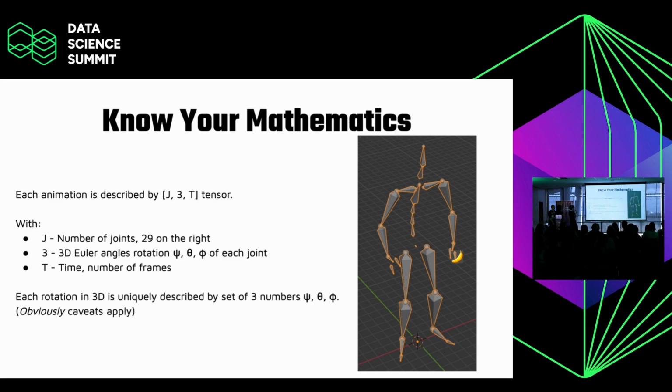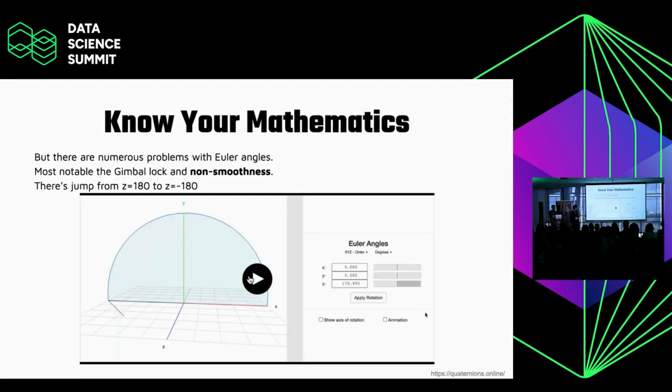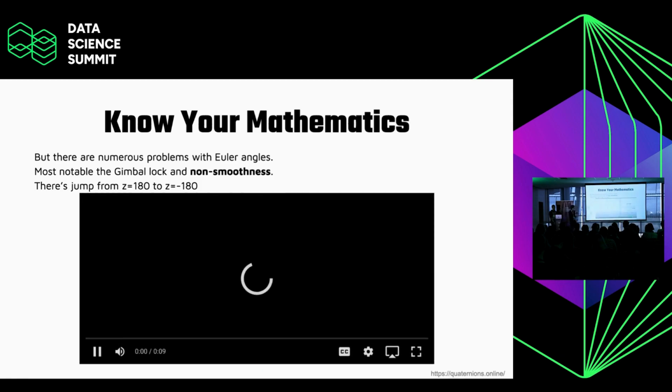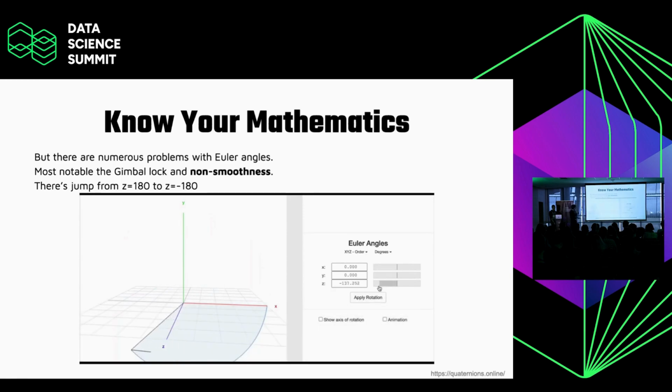So 3 is a 3D Euler angle, and you can describe every rotation in 3D by a set of 3 numbers, and they are called Euler angles. And you can say that each rotation is described only by one set of those 3 numbers, caveats apply, and so on. But that's the standard representation that we get from bones. But we want to do machine learning on this, and the problem is that this data is non-smooth in many cases. This is just an example, but if you want to take this arrow below the x-axis, you must do the jump from 180 to minus 180. And neural networks don't like this kind of jumps, so we use a different representation.